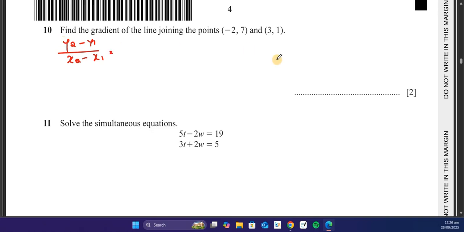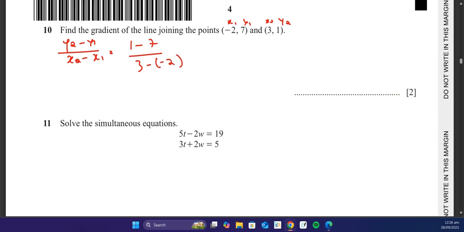All right, so this is our x1, y1, x2, y2. Alright, so let's just insert the values. So this will give us 1 minus 7 over 3 minus negative 2, and that should give us minus 6 over 5, and that is our final answer, minus 6 over 5. Perfect, pretty simple up until here.